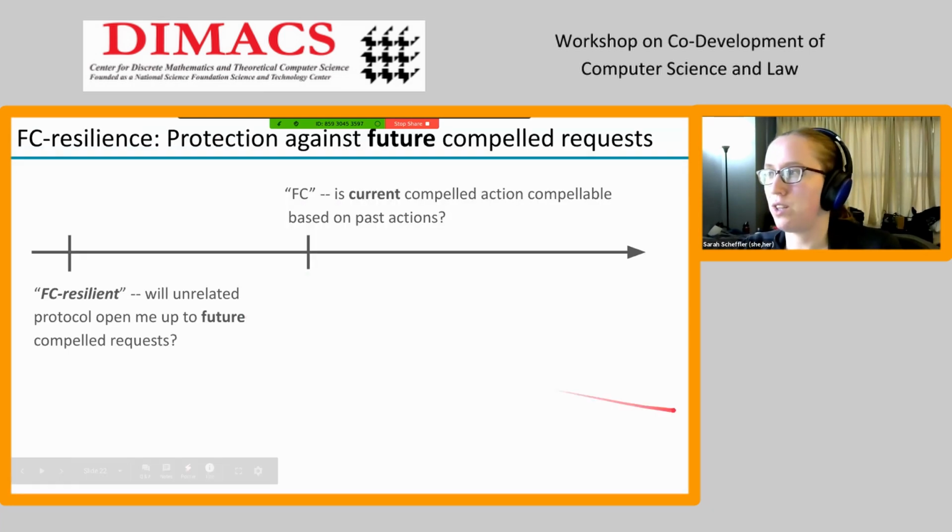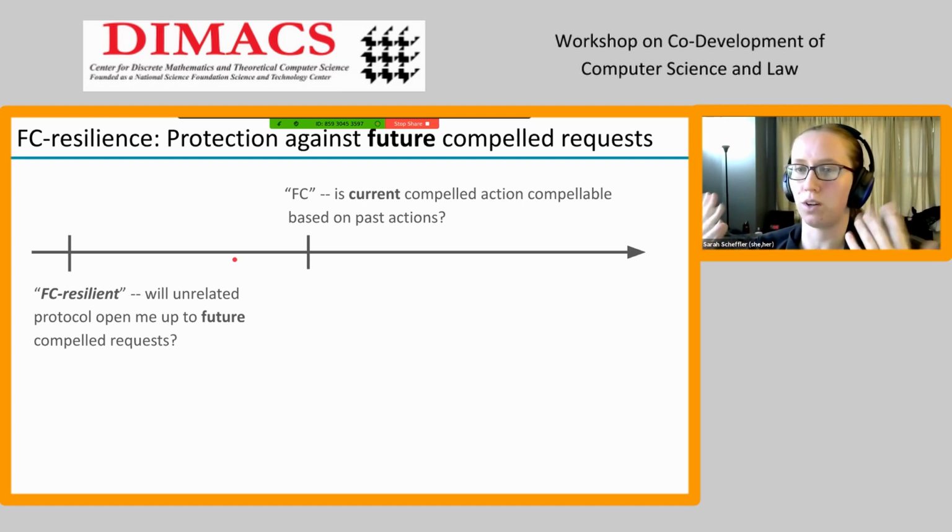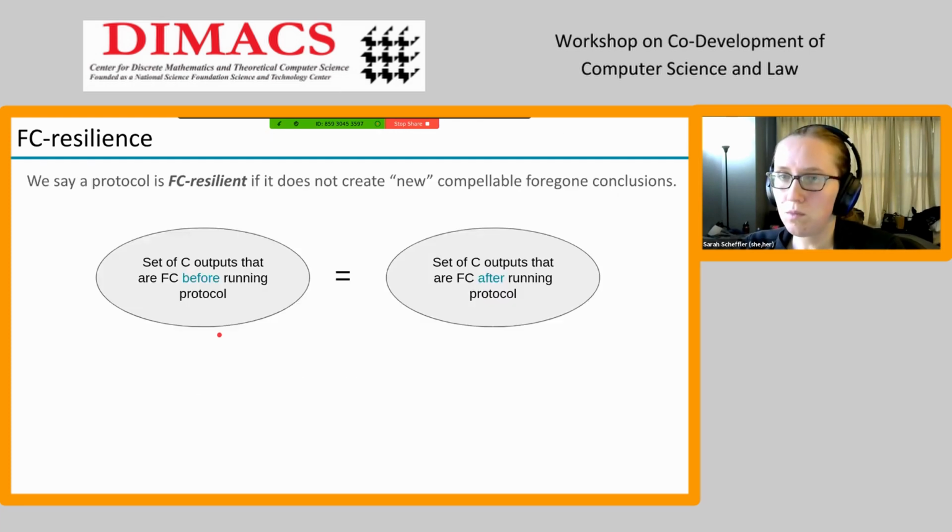So this is a different question than what we've been talking about before. What I talked about before asks whether a current action is compellable based on past actions and past evidence. And this new thing, which I'm going to call FC resilient, asks: I just want to go about my daily life and run crypto protocols, and my question is, is the act of running those crypto protocols opening me up to being compelled to reveal something about my secrets that it would not otherwise have if I had not run that protocol? So we define the notion of FC resilience like this.